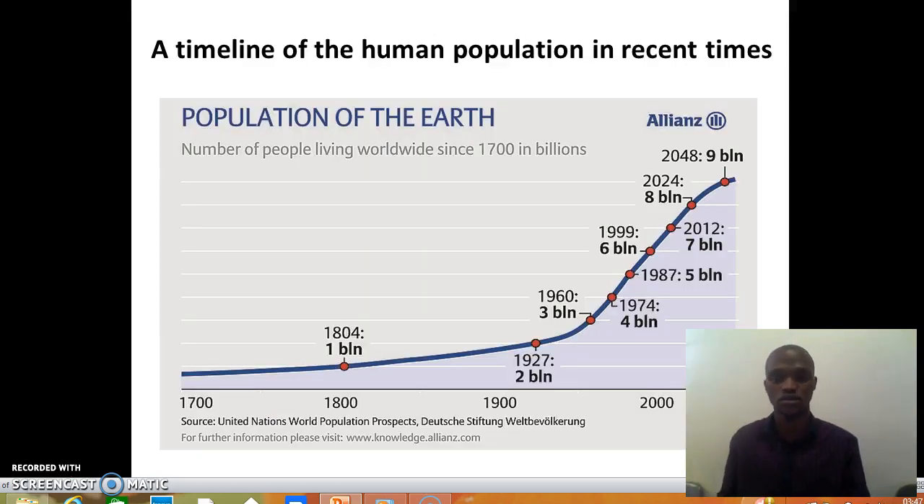Here is a timeline of the human population in recent time. The shape of the graph is slightly different from the previous one, but it tells more of what the previous graph told us, that even here the population is still growing at a fast rate. So you see that by 2048 the population is estimated to be 9 billion. So the population is still growing fast.